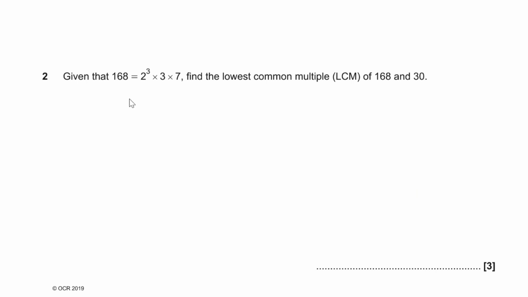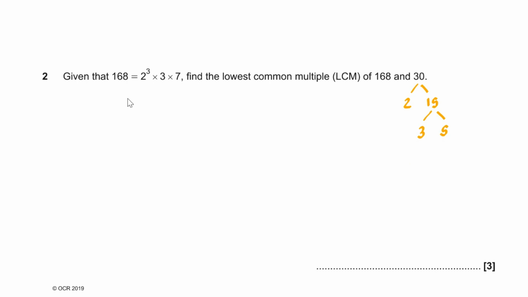Question number 2. Given that 168 is equal to 2 cubed times 3 times 7, we have to find the lowest common multiple of 168 and 30. Well, if we consider this 30 we can split up as 2 times by 15, and 2 is a prime number and 15 isn't, so the 15 we can split up further as 3 times by 5.